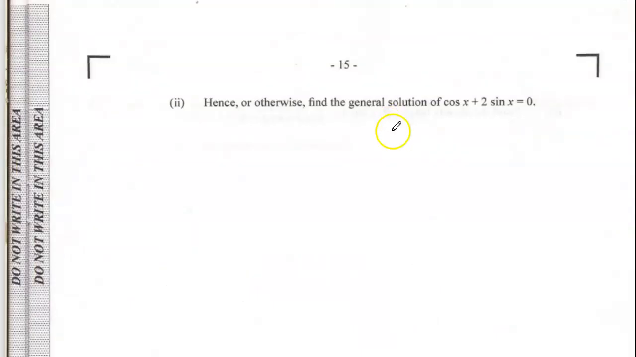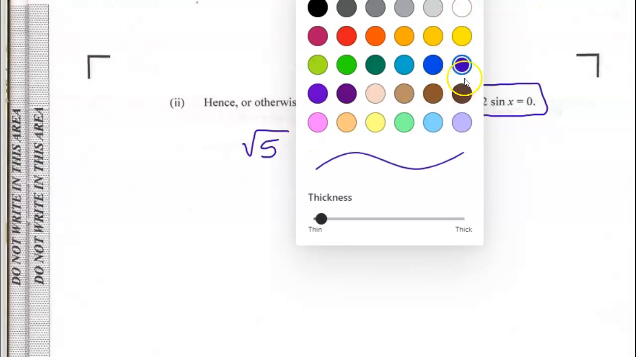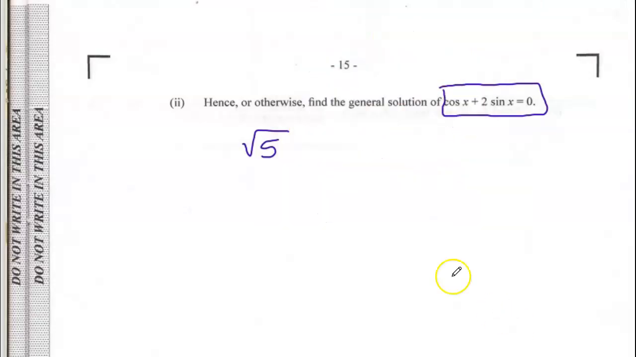Hence or otherwise, find the general solution of cos x plus 2 sin x equal to 0. So remember, cos x plus 2 sin x is root 5 sin x plus 26.6 degrees, right? So we equate that to 0. We want to solve now for x, so we can divide both sides by root 5.